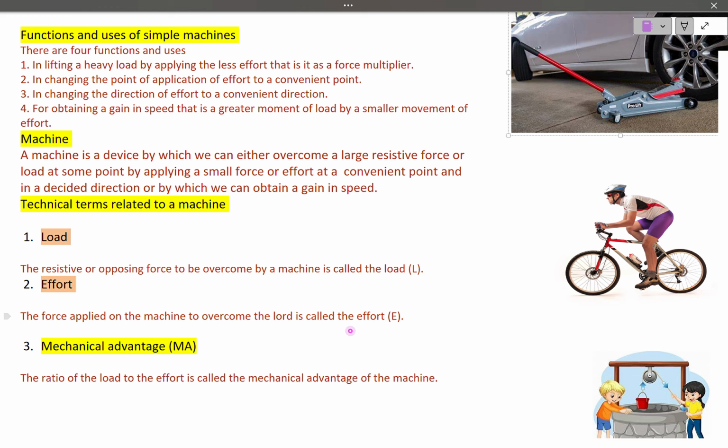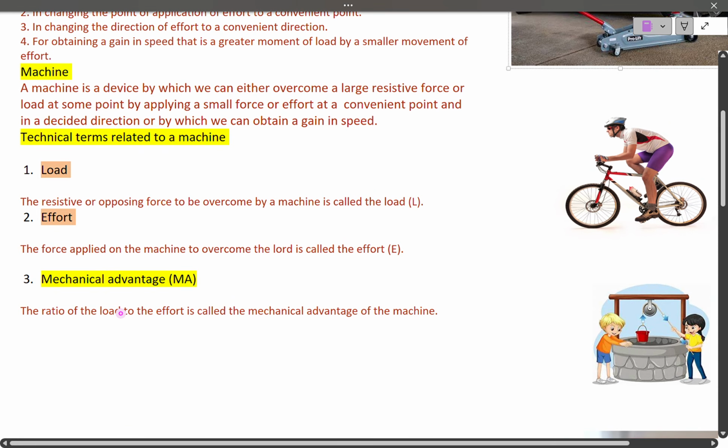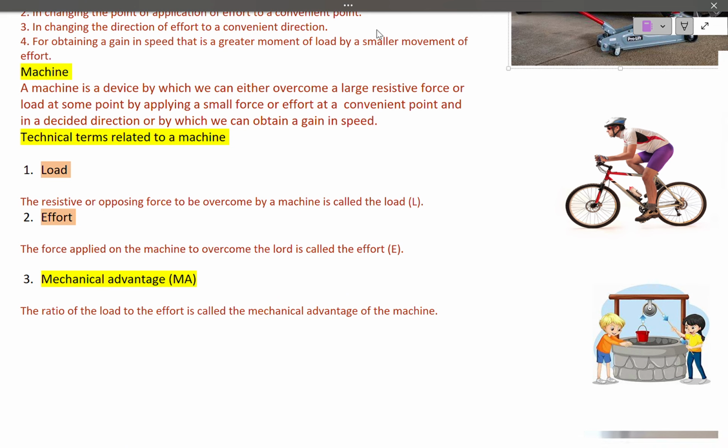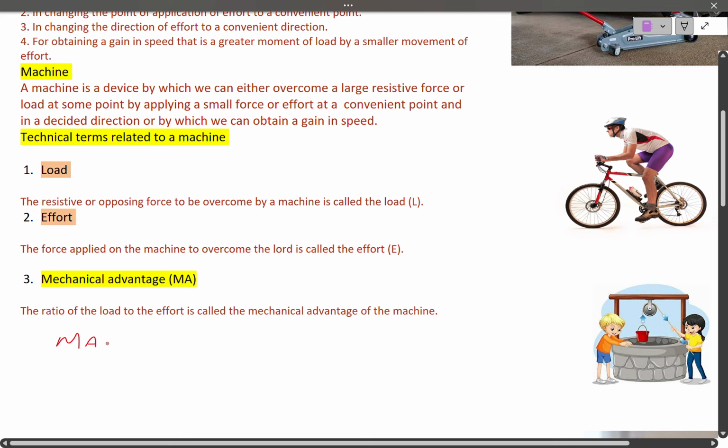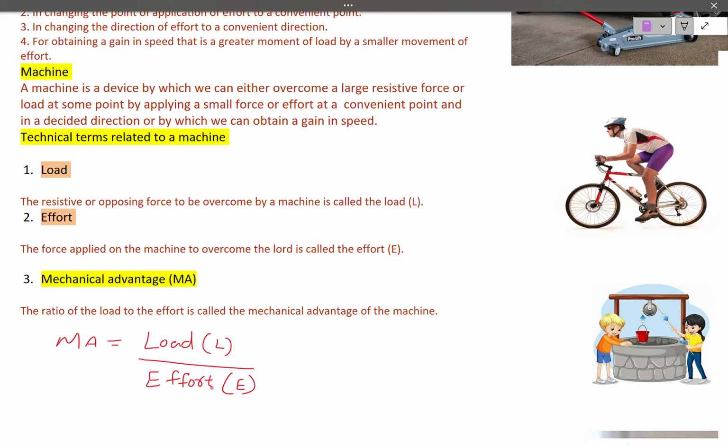The third point is mechanical advantage. Mechanical advantage is a ratio of the load to the effort. So let's write the equation. Mechanical advantage, MA, equal to load, denoted by L, divided by effort, represented by capital E. So therefore mechanical advantage is a ratio of load to the effort.